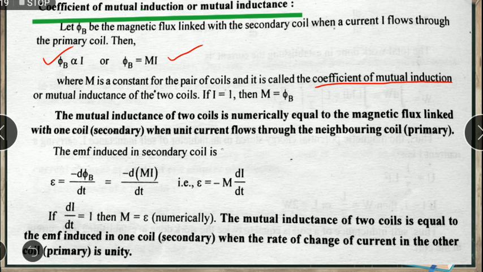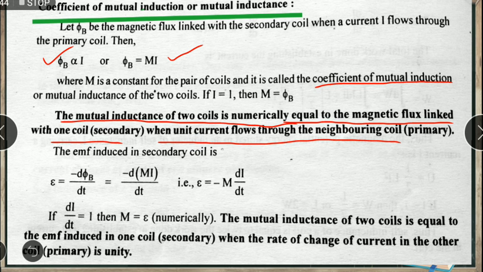Suppose the current is unity, then the magnetic flux linked with the secondary coil will be equal to the mutual inductance. See here, the mutual inductance of two coils is numerically equal to the magnetic flux linked with one coil when unit current flows through the neighboring coil. Magnetic flux linked with one coil means here the secondary coil; current variation means here the primary coil. So remember that current variation will always be in the primary coil and magnetic flux linking will be with the secondary coil.